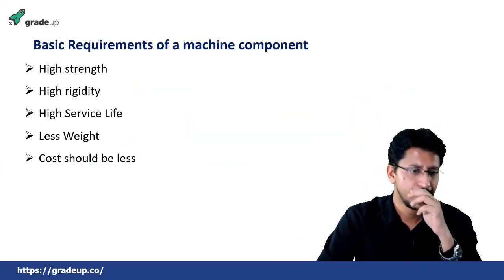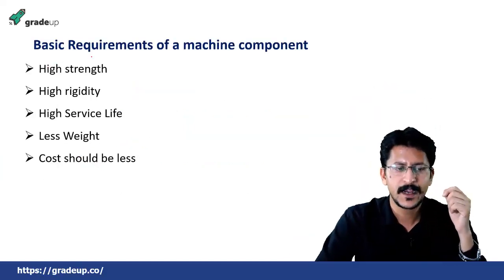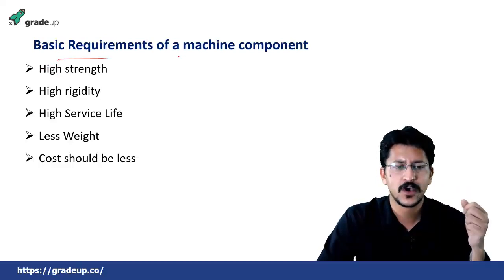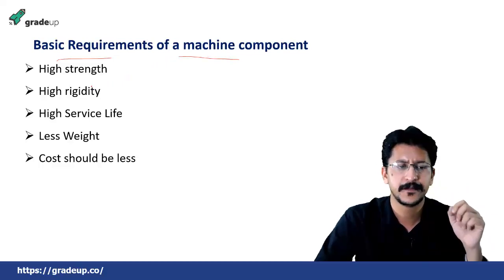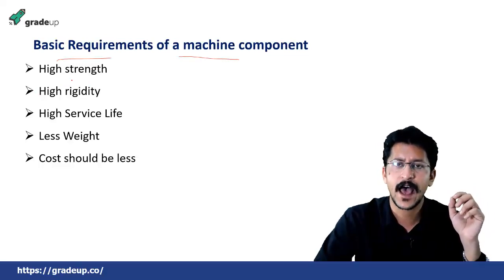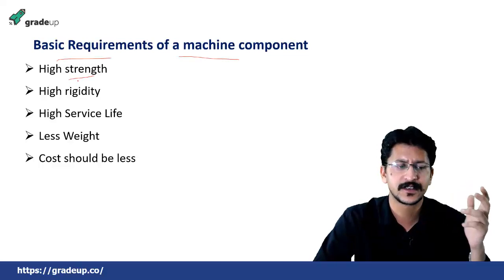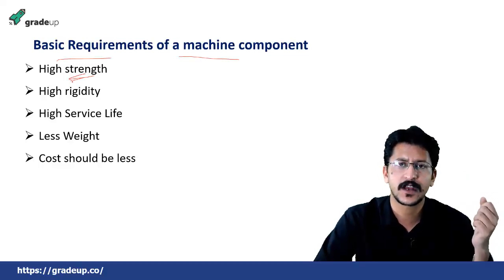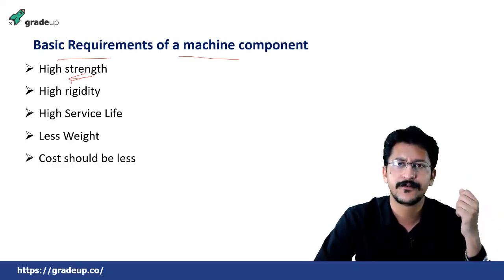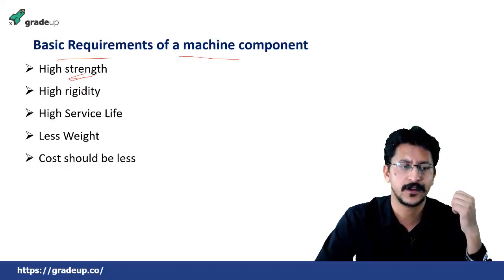First of all, we need to understand what the basic requirements of a machine component are. Any machine component must satisfy these requirements. The first requirement is that it should have high strength. Obviously, the strength of any machine or machine component must be high. Otherwise, if the strength is not high, the machine will succumb to failure or fracture.